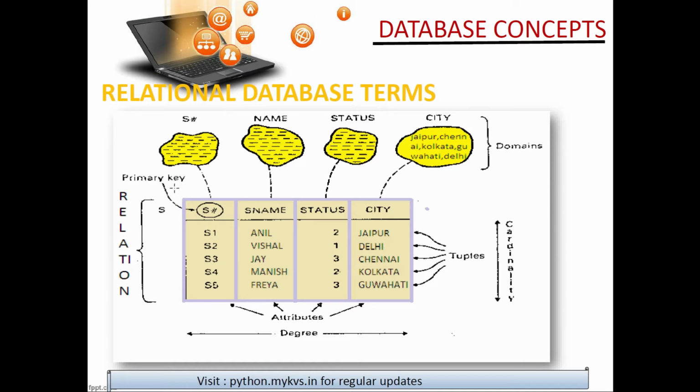But the thing is that if you are not keeping the primary key, in that case the data integrity may be a problem. Okay, the data cannot be retrieved properly. So for example, suppose you have not taken this one as primary key and you have taken S1 for Anil also and S1 for Vishal also. Fine. So then what will happen when you try to retrieve the record, because we know that two different students cannot have the same identity.